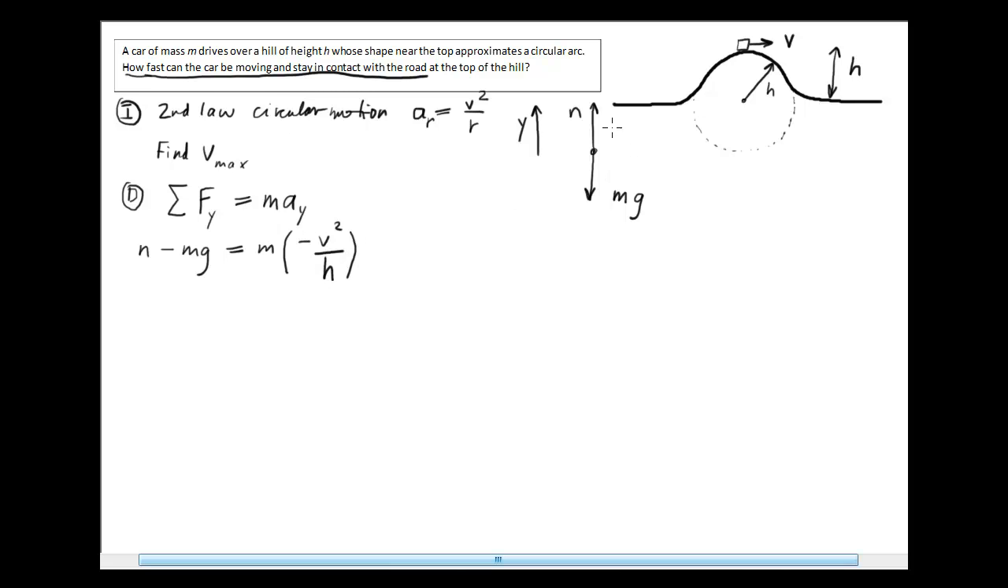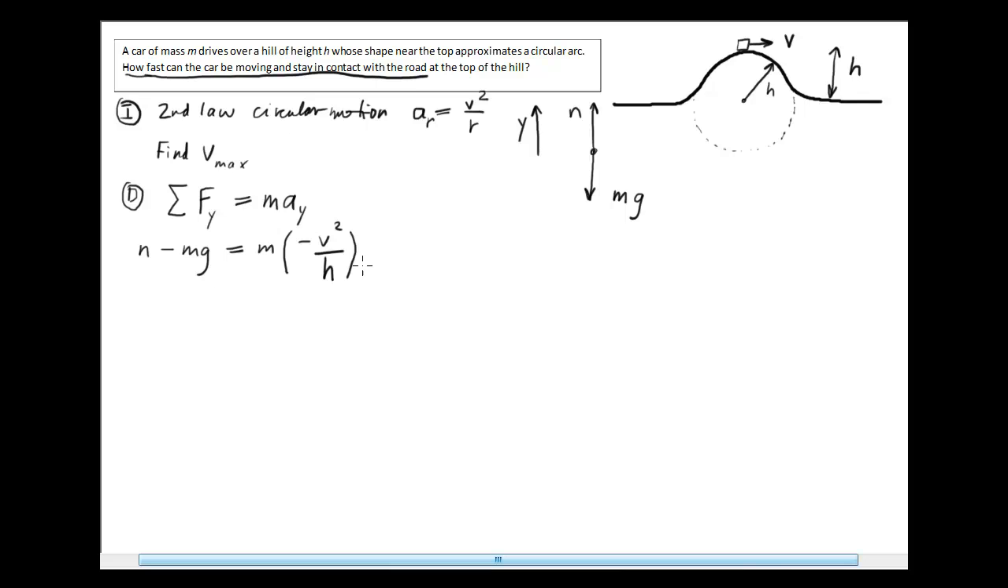That minus sign is important, and I could have chosen my coordinate direction differently. I could have chosen the y direction to be positive downward. All that would have done is flip the terms on the left-hand side. So the left-hand side would have been mg minus n, and then the right-hand side would not have had a minus sign. And I'd still get the same equation. So you can do it either way. I've just chosen to do it in this very straightforward manner.